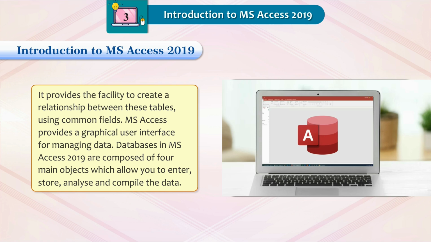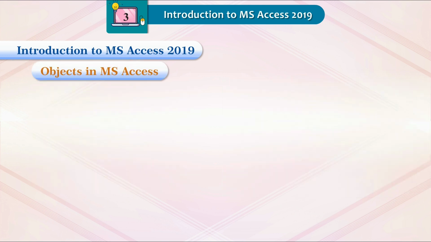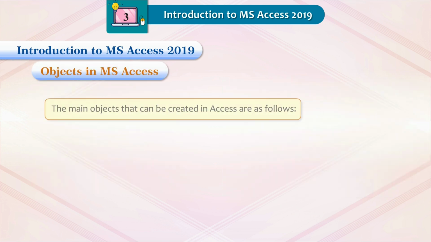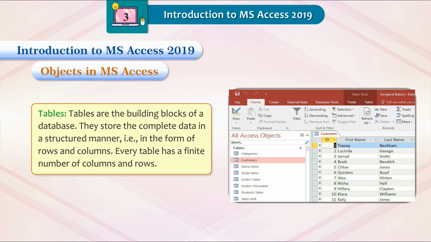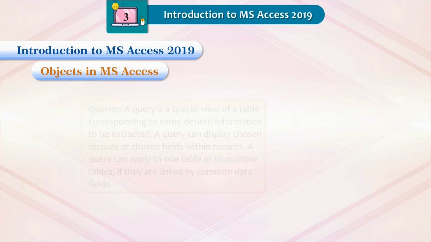Databases in MS Access 2019 are composed of 4 main objects which allow you to enter, store, analyze, and compile the data. Objects in MS Access. The main objects that can be created in Access are as follows. Tables. Tables are the building blocks of a database. They store the complete data in a structured manner, that is, in the form of rows and columns. Every table has a finite number of columns and rows.